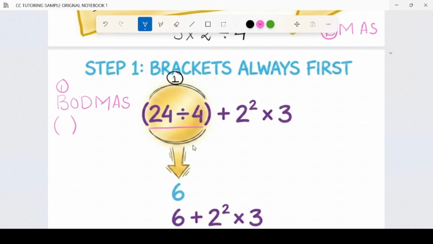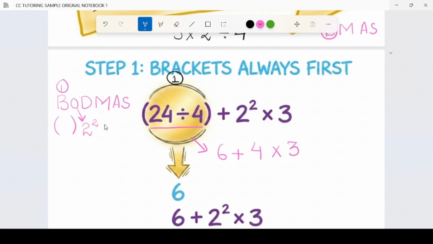So I'll solve it over here: 6 plus... Now I know that the second is order, and the order in this case is 2 to the power of 2. So I'm going to solve it, and that will be 4 multiplied by 3.